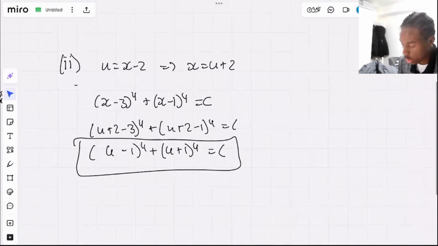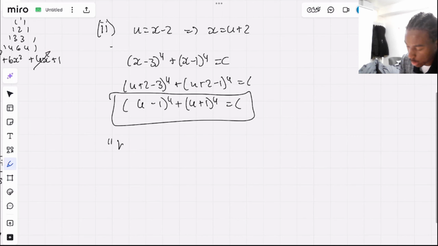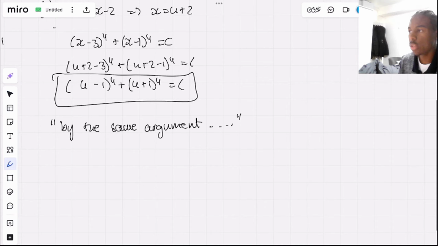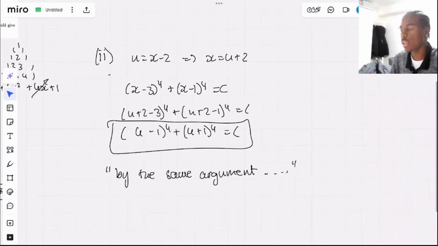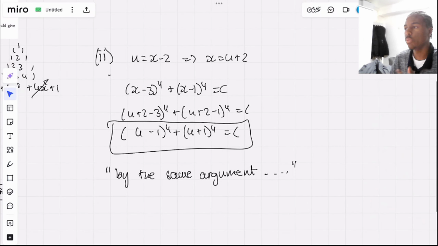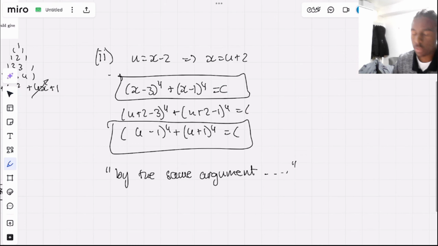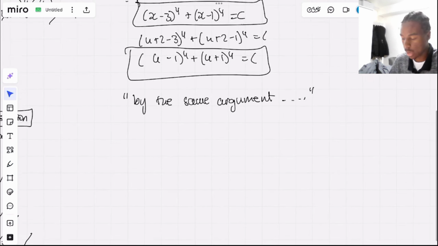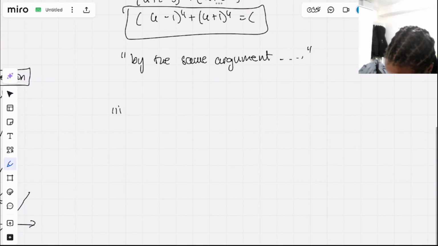So we can say by the same argument, the corresponding values of c will give the same number of corresponding real roots as this equation here. Okay, so the answer to part 2 is the exact same as the answer to part 1. So let's move on to part 3.